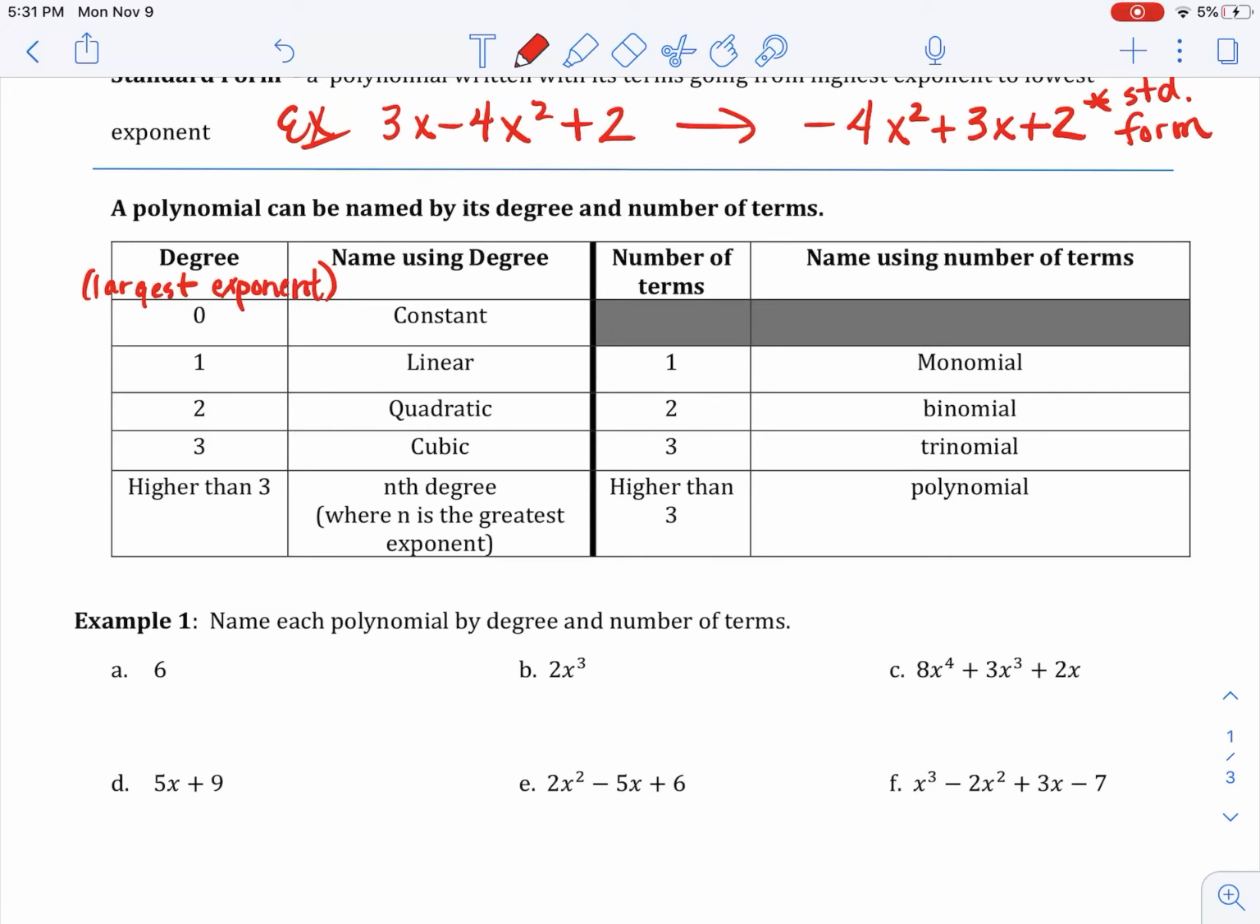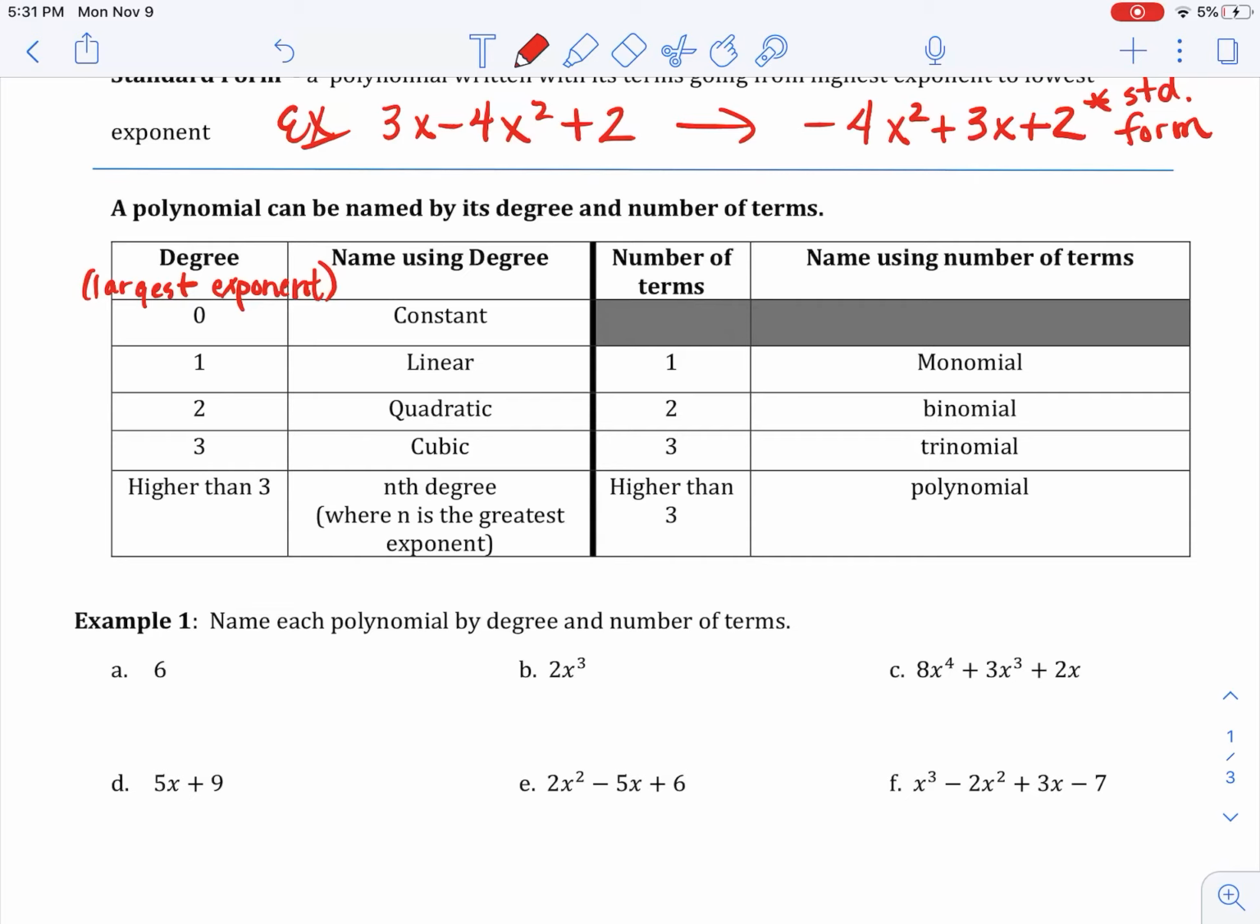If the biggest exponent we see is a 2, we call that quadratic. And that's kind of misleading. Quad just sounds like it should have 4, right? Usually things that start with the word quad mean you have something with a 4. But in this case, for whatever reason, they decided that when the degree is 2, we call that a quadratic.